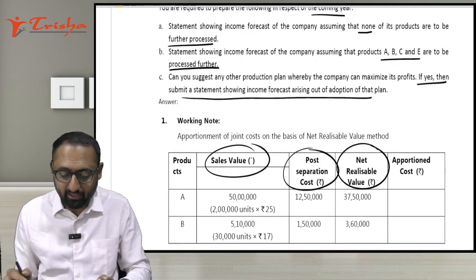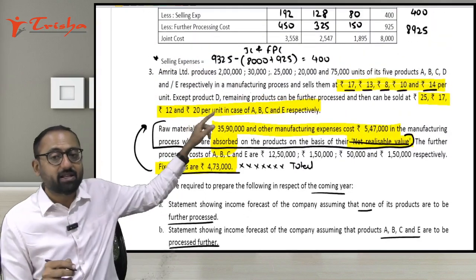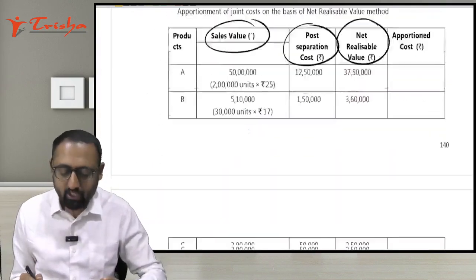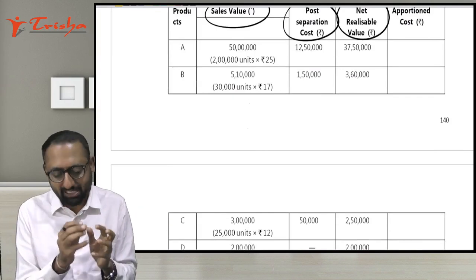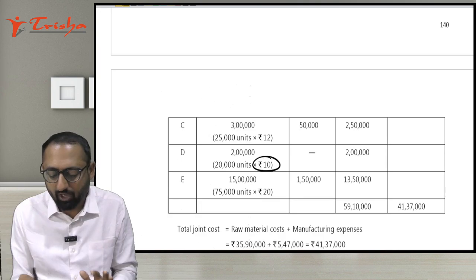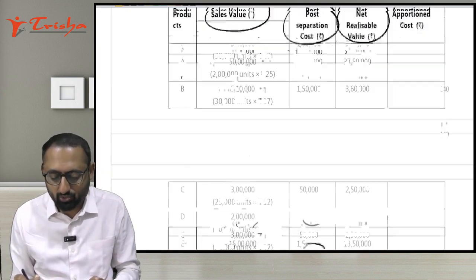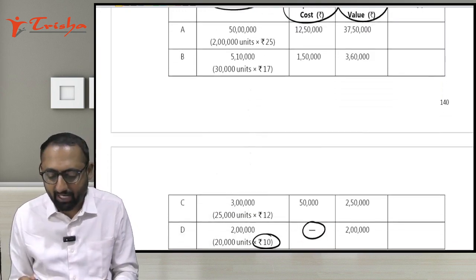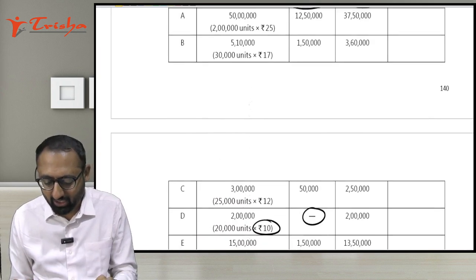25 and 17. What is that 25 and 17? It is the final sales value. So boys and girls, quantity multiplied with the selling price per unit. For product D, they have taken sales value at the split off. Further processing cost is not there. So they have calculated the NRV and the joint cost will be allocated in the ratio of NRV.